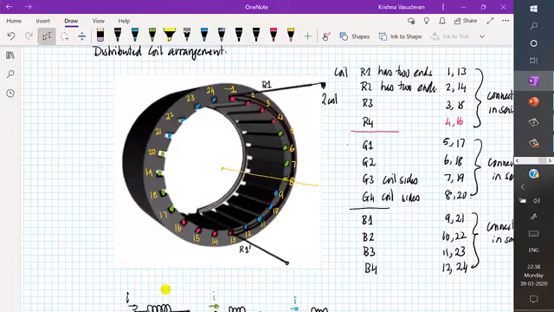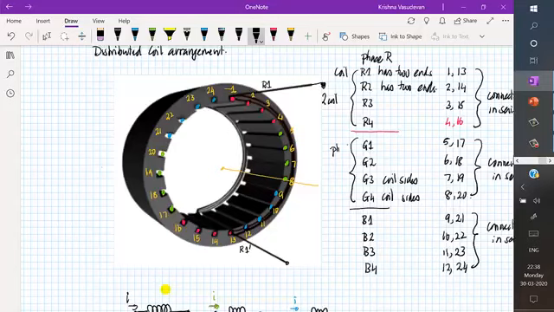So we call the entire set R as one phase. So this is phase R. This entire set is then called phase G, and this is phase B.